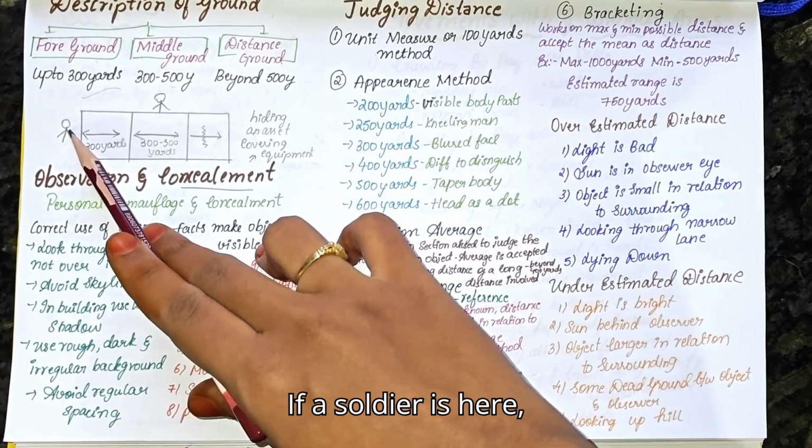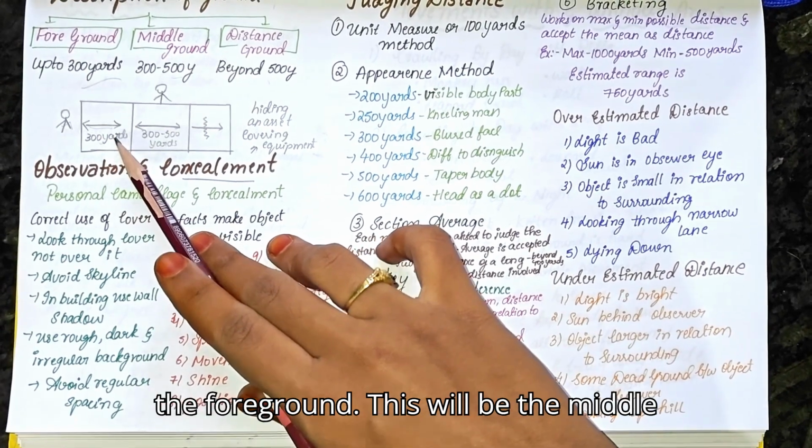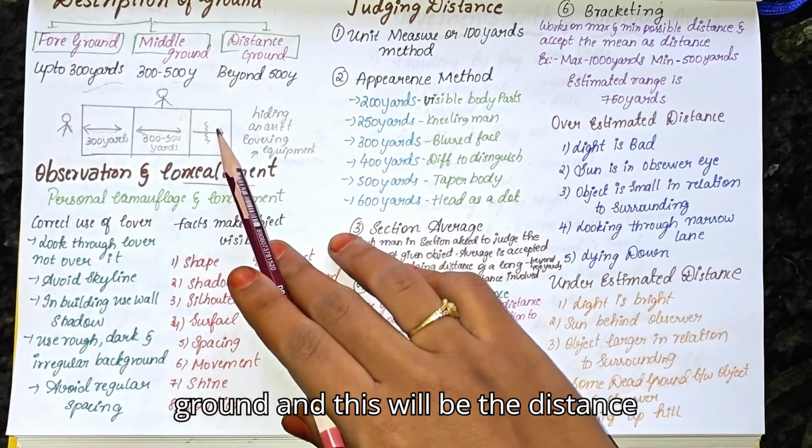If a soldier is here, the visible area is 300 yards. This is the foreground. This will be the middle ground, and this will be the distance ground.